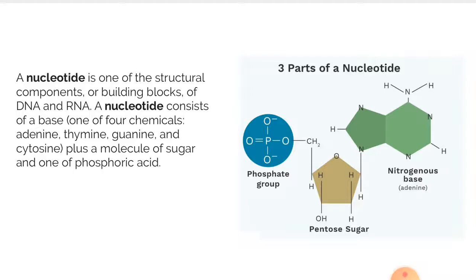And of this I told you that it is having three components, that is the nitrogenous base, pentose sugar and the phosphate group. Now as far as the nitrogenous base is concerned, it may be purine, and purines are adenine and guanine, or it may be pyrimidine, that is thymine or cytosine, right?